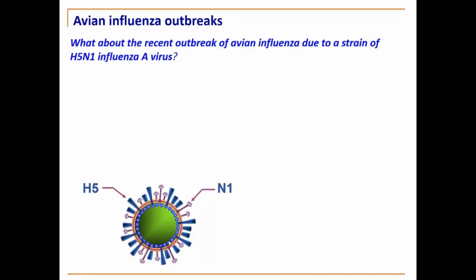So there have been avian influenza outbreaks, and you can understand why now, because we've got that big mixing bowl going on. And there was a recent outbreak of avian influenza because of a strain of H5N1 influenza virus. And when we talk about H1N1, H3N2, H5N1, it's all down to the proteins on the surface of the virus. So H just stands for hemagglutinin, and it's number 5, and N stands for neuraminidase, and this one is number 1. So they're just slightly different proteins. So you can have an H3 there, an N2, whatever it might be.